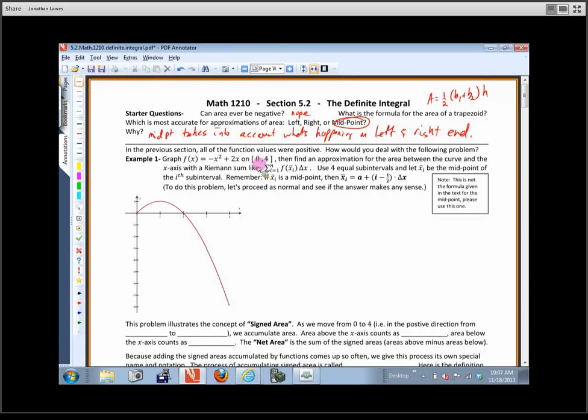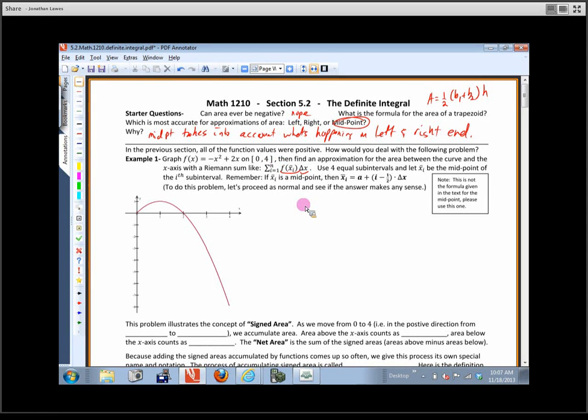The interval is from 0 to 4, closed interval from 0 to 4. It says find an approximation for the area between the curve and the x-axis with a Riemann sum like this. And remember what this means. We're going to sum up from the first rectangle to the nth rectangle. This right here is a height, and this right here is a width.